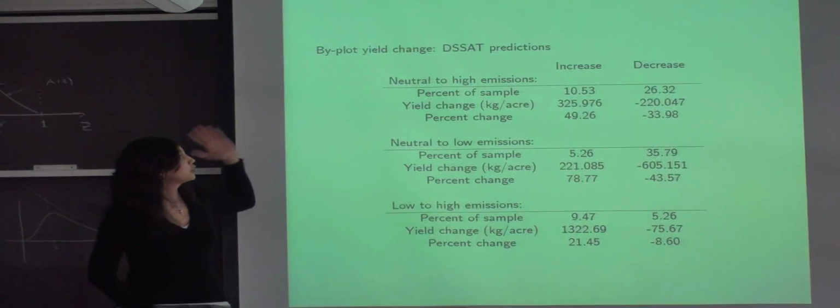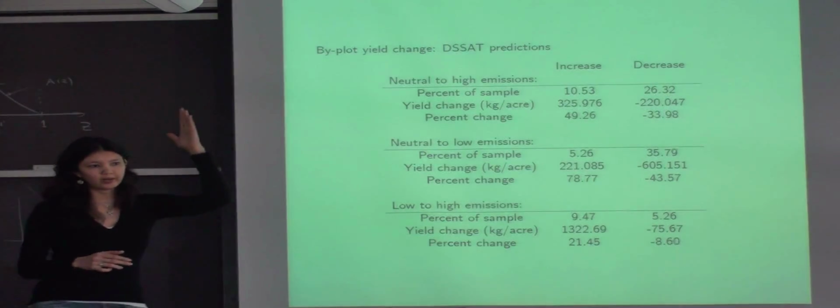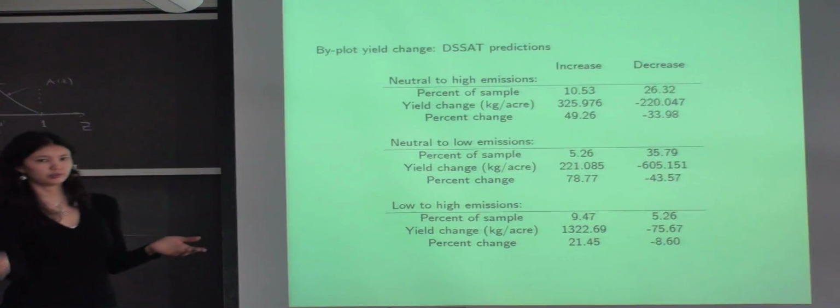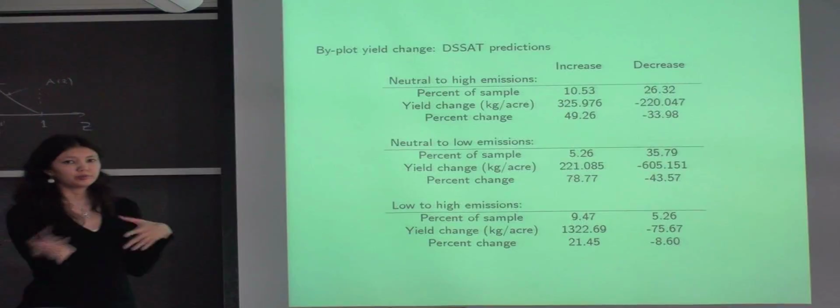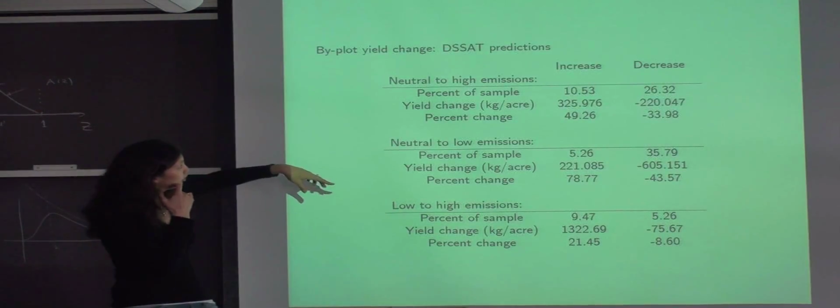And here we look at rice yields by plot. For each plot, we compare 100 rice yield realizations under the neutral scenario to 100 realizations under the high and low scenarios, and we do mean equality tests. First we look at DSAT predictions.